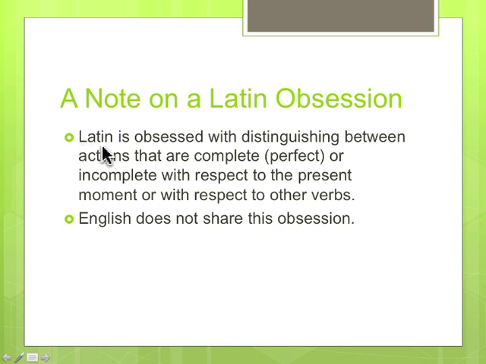It turns out that Latin is obsessed with distinguishing between actions that are complete, that is, perfect, or incomplete, with respect to the present moment, that is now, or with respect to other verbs. This is an obsession that English does not share. And the result is that sometimes literally translating Latin forms leads to awkward English.